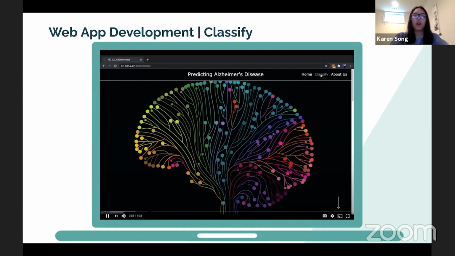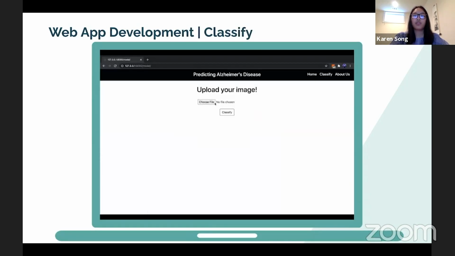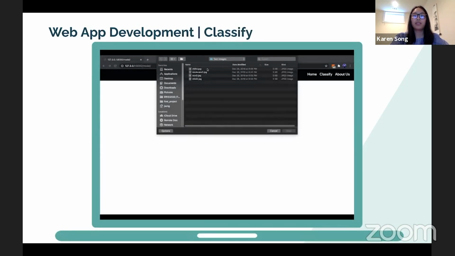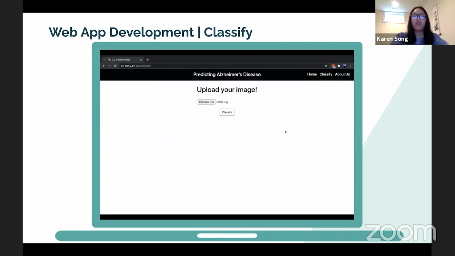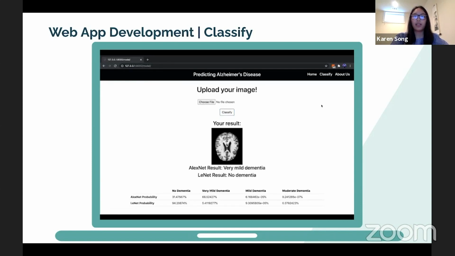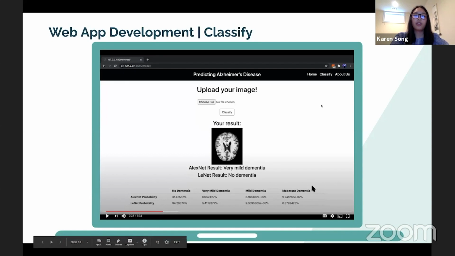On the classify page, the user sees a form that simply asks for a brain MRI scan. Right now, we're testing our app with test images from our dataset. After attaching the image and clicking the classify button, the model runs, and a few seconds later, the results show up on the screen.